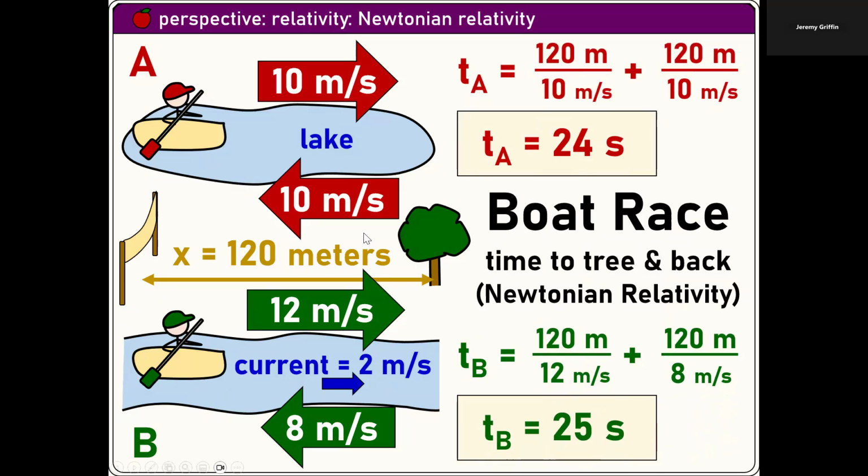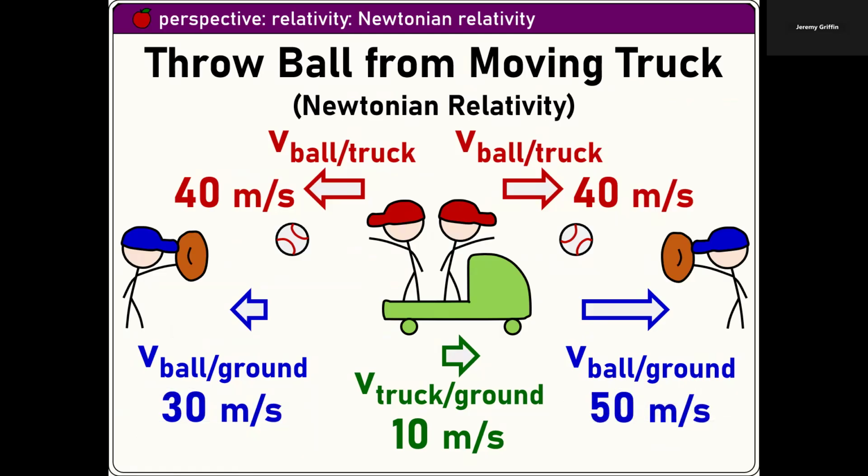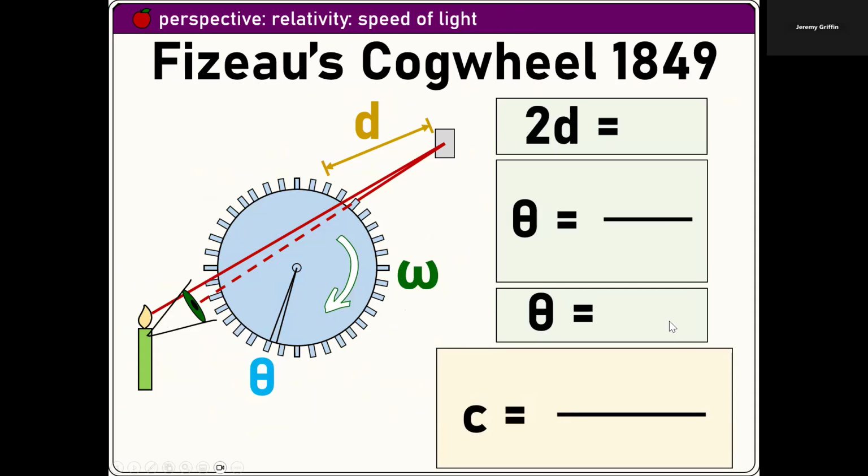It turns out it doesn't matter how fast you make this guy paddle or how fast the river current is, the guy in the lake always wins the race, as long as everything else is equal. Okay, here's another, plain Newtonian relativity. Sometimes I've heard it called Galilean relativity. Nothing crazy, right? Ball, truck, you can either subtract or add the velocities to figure out how fast you catch. Okay, so that's not crazy, right?